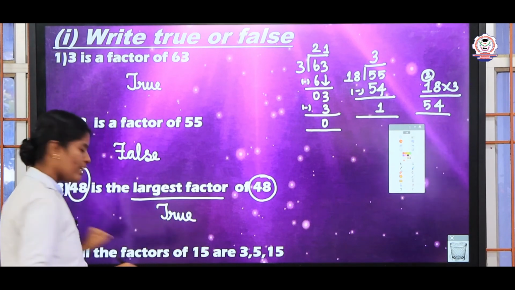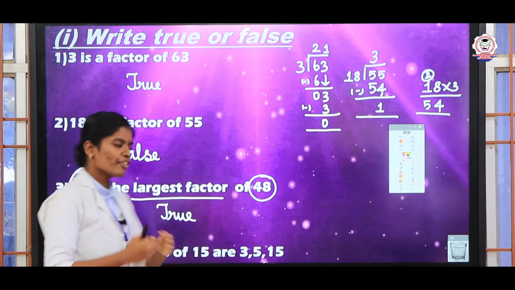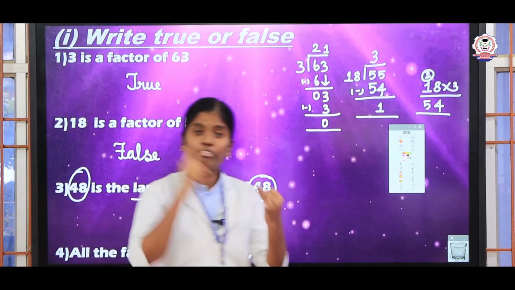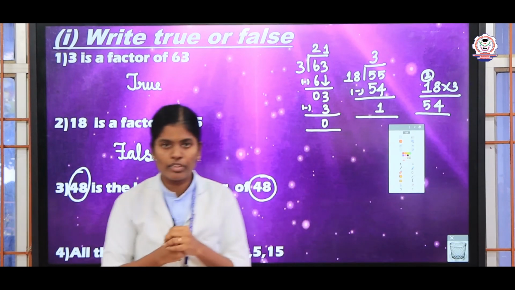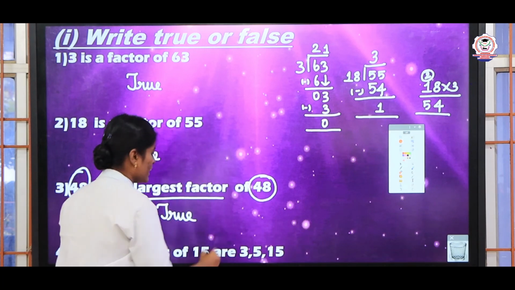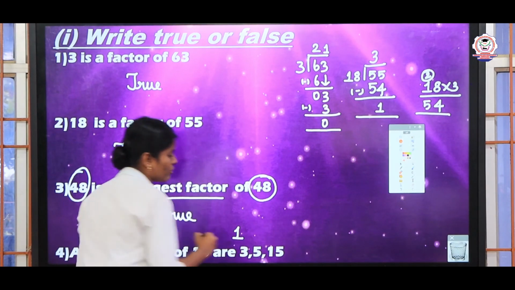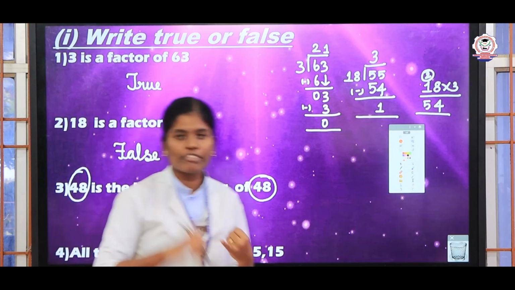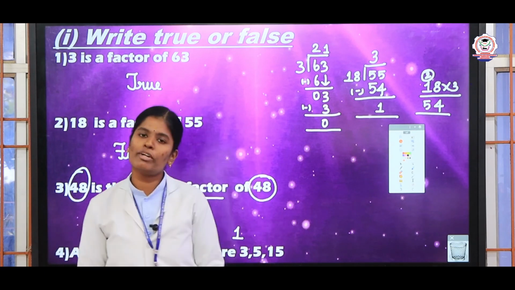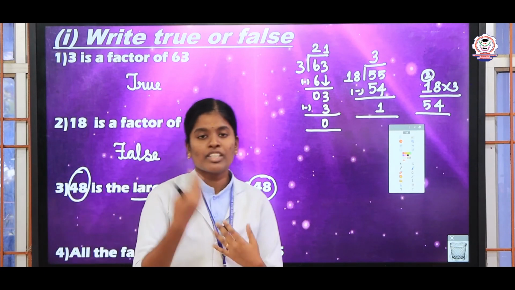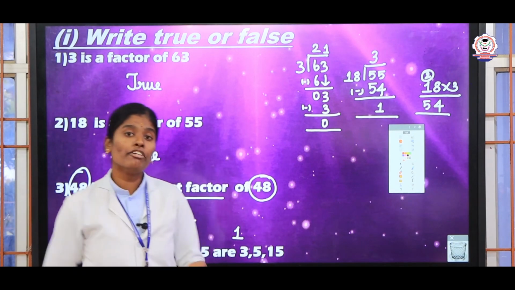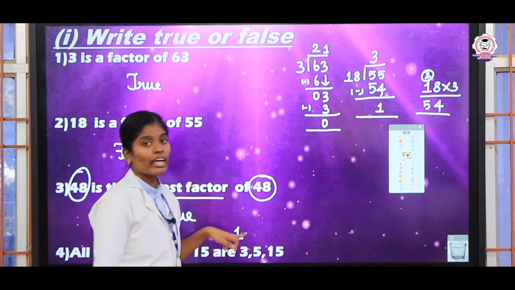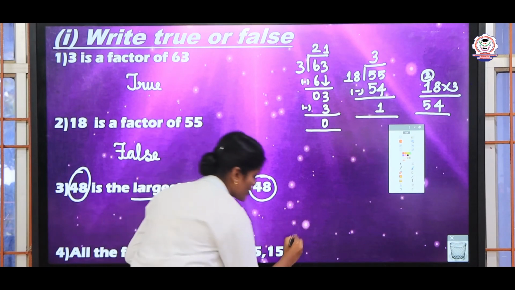And next one, our last question. All the factors of 15 are 3, 5 and 15. So the first one is the 1 table. We do not have 1 here. First, 15 is possible in the 1 table, 1 15 is 15. Next, the 2 table, it is not possible. Next, the 3 table, 3 5s are 15, and 5 3s are 15, and 15 1s are 15. So here 1 is missed, so the statement is false.